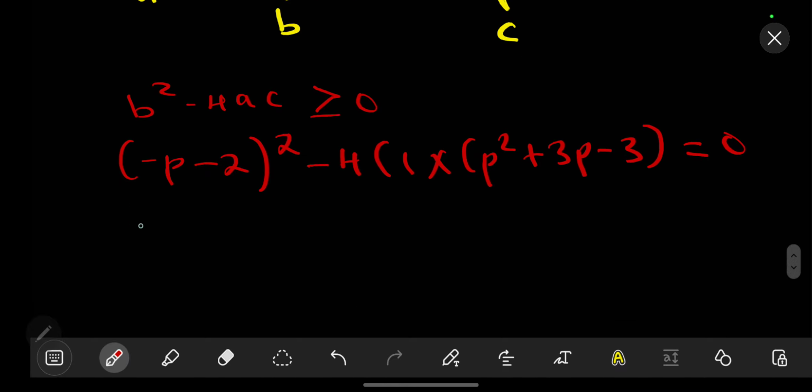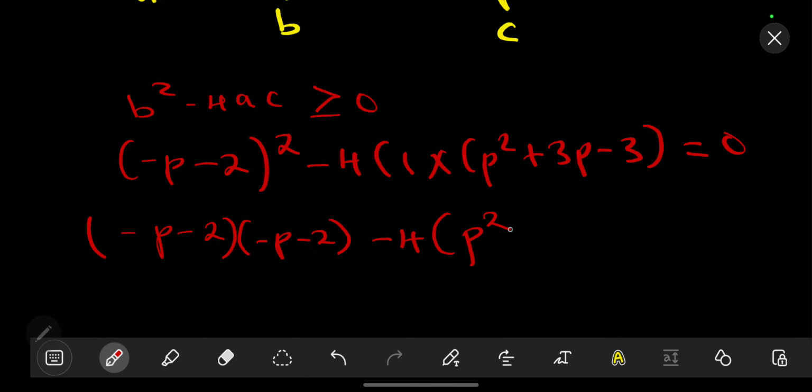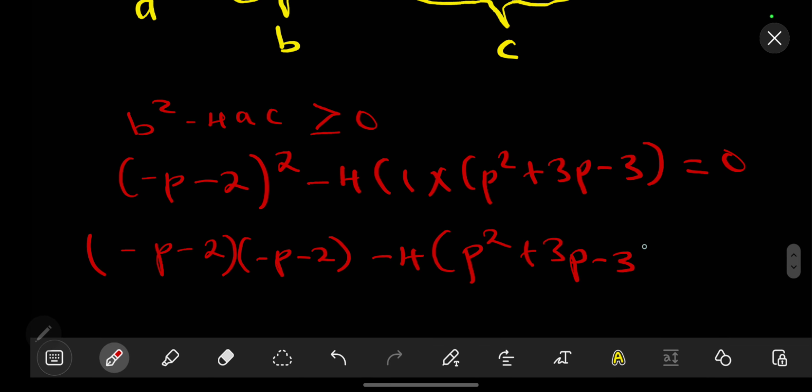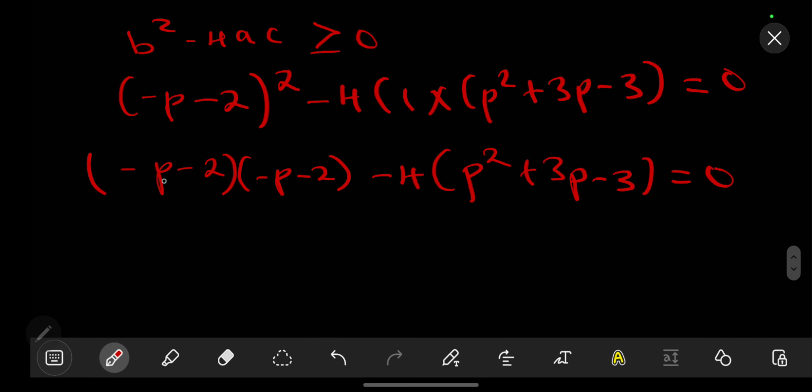So we are going to expand this. This is the same as having negative p minus 2, another one, negative p minus 2. Then we are going to have minus 4 times this, 1 doesn't change anything, so it will still come back to p squared plus 3p minus 3. Then this one should be equal to 0. So let's multiply. To multiply this, we get the negative p multiplied by negative p minus 2. Get this first number, multiply everything here. Then get this second number, multiply everything there. So we have a negative p minus 2.